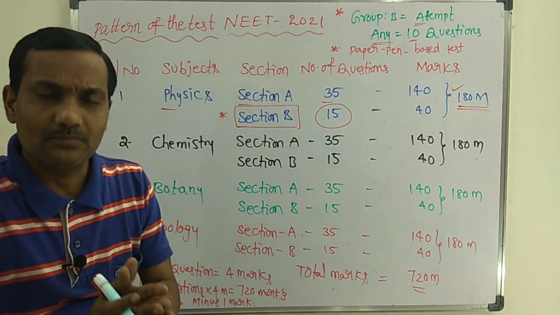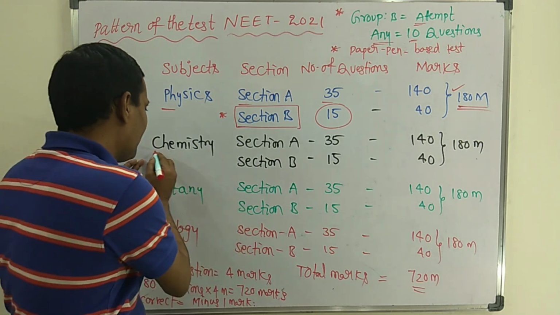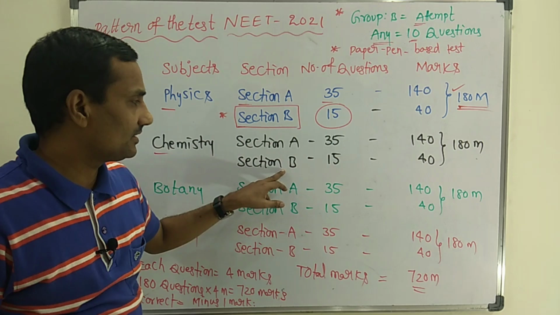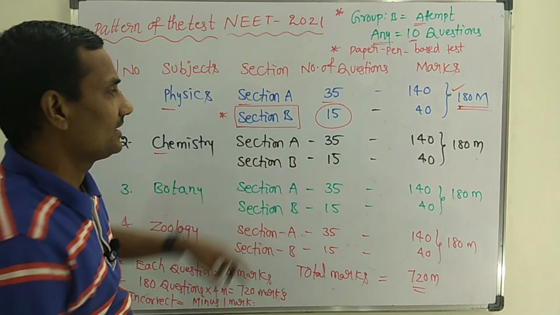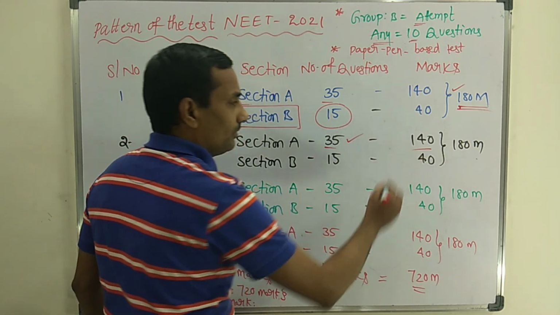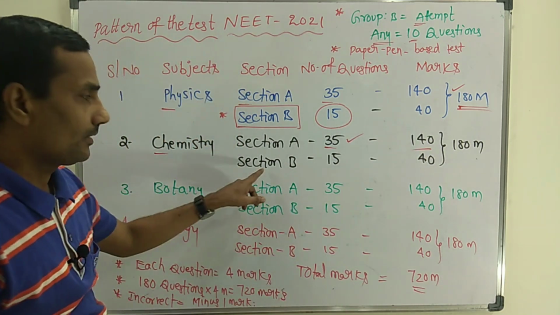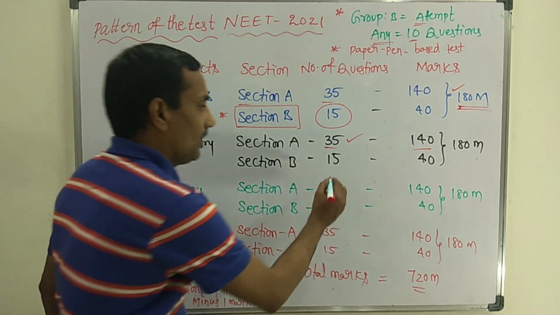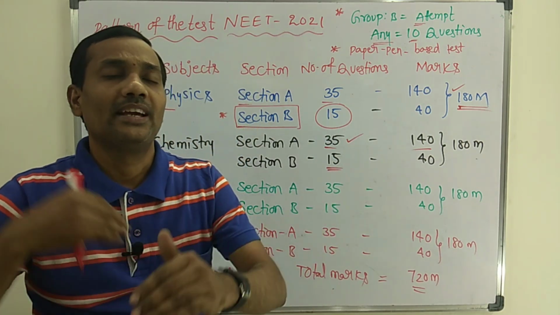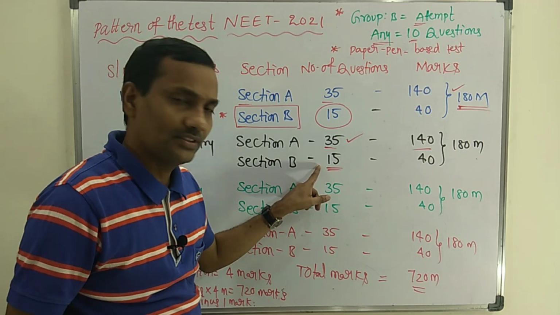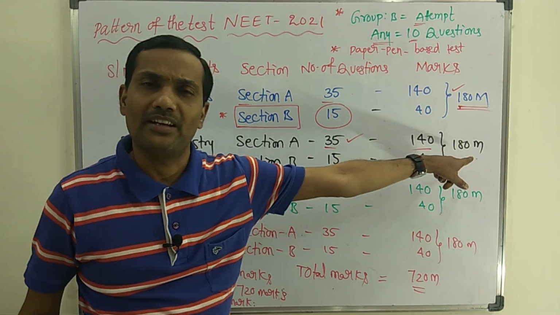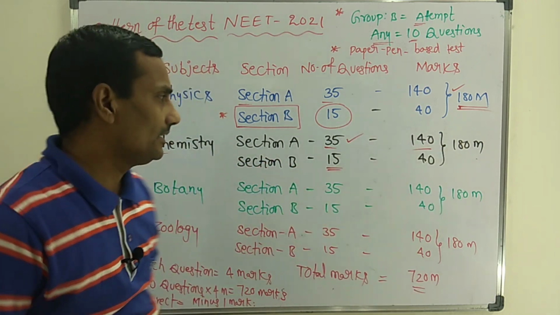In the same manner, chemistry will also be like that. Section A 35 questions, section B 15. Section A 35 questions you have to attempt, you will get 140 marks. But in section B, out of 15 you have to choose any 10 questions. So 10 into 4, 40 marks. That is also for chemistry, 180 marks.